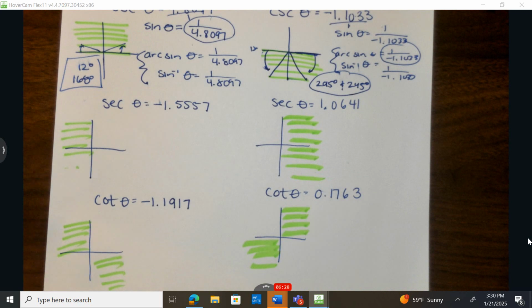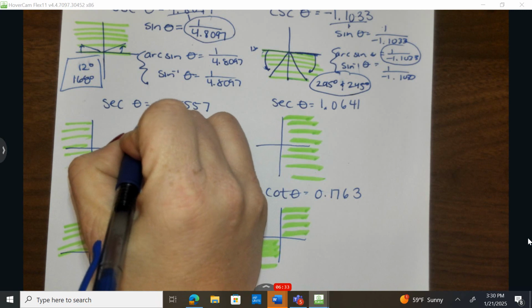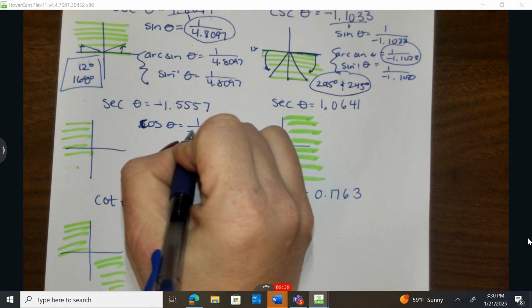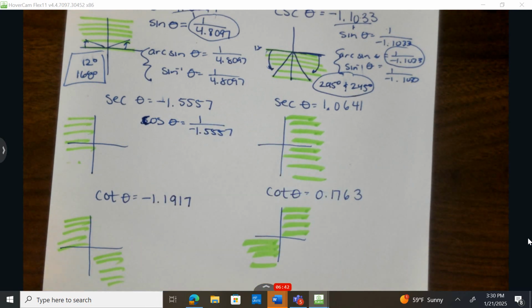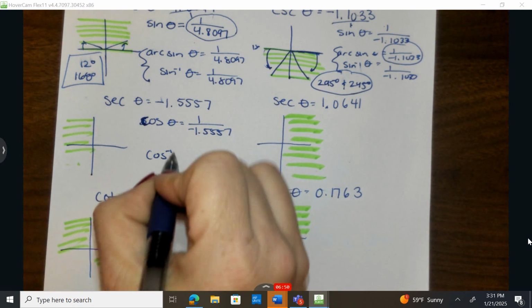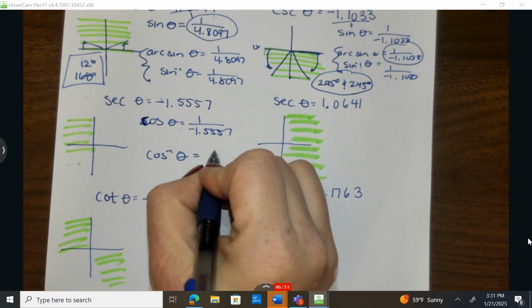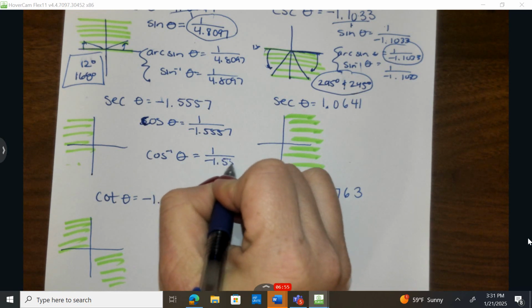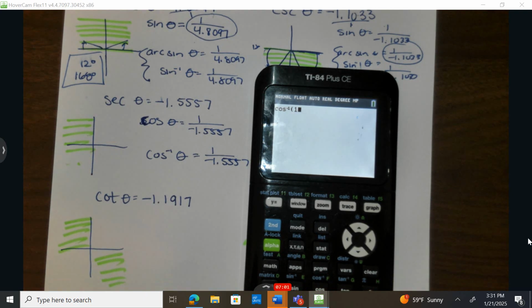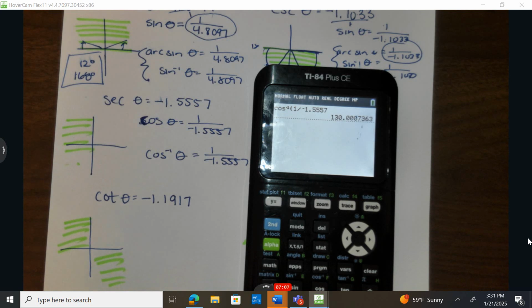Let me demonstrate how to do the third example using secant. I'm going to rewrite this as the cosine of the angle is 1 divided by negative 1.5557. Whether I use arc cosine or inverse cosine is up to you. Whenever we are trying to find that measurement, we're going to use this inverse value. Grabbing my calculator here, inverse cosine or arc cosine of 1 divided by negative 1.5557, and I come up with an angle of 130.